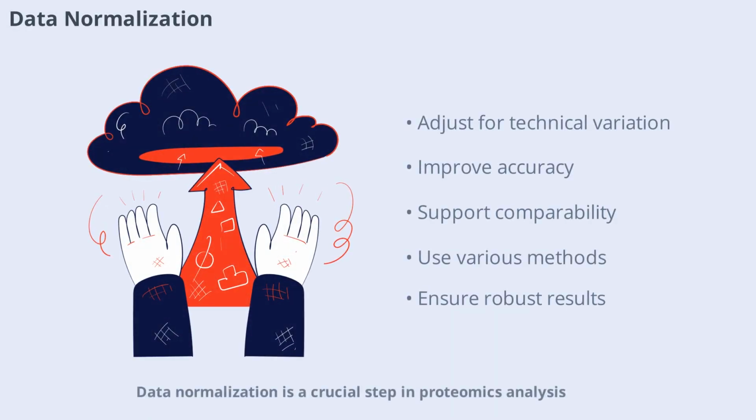Data normalization is a crucial step in proteomics analysis, ensuring that technical variations do not obscure true biological differences. Normalization methods adjust for factors like sample loading, instrument drift, and batch effects. Common approaches include total ion current normalization and median normalization. Proper normalization improves the accuracy and comparability of results, supporting robust scientific conclusions.